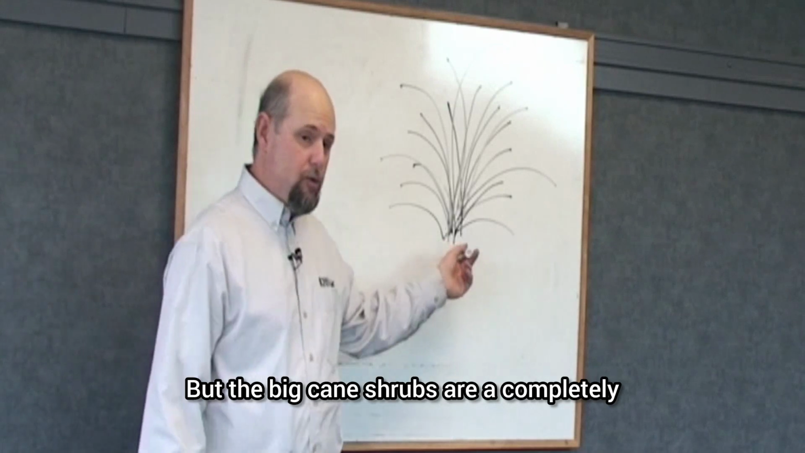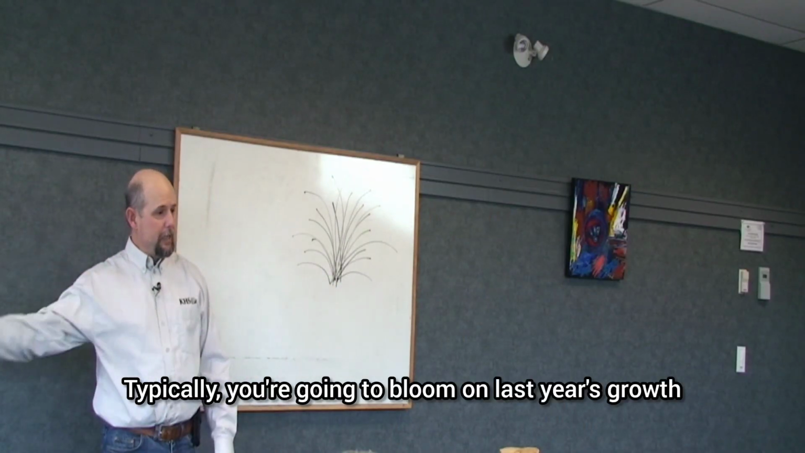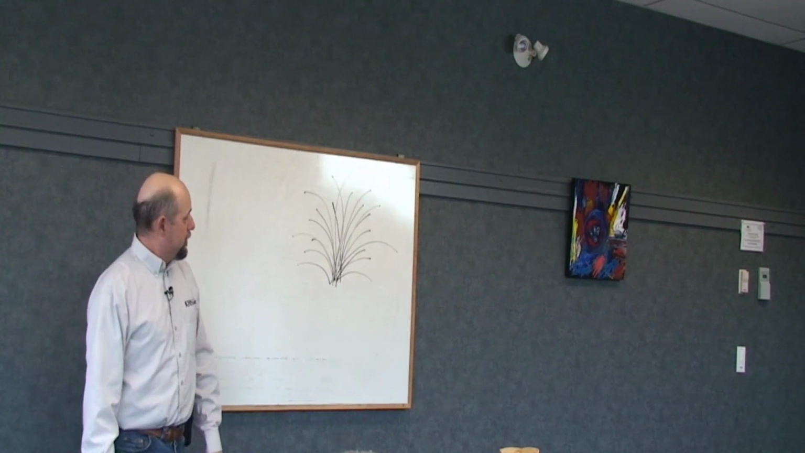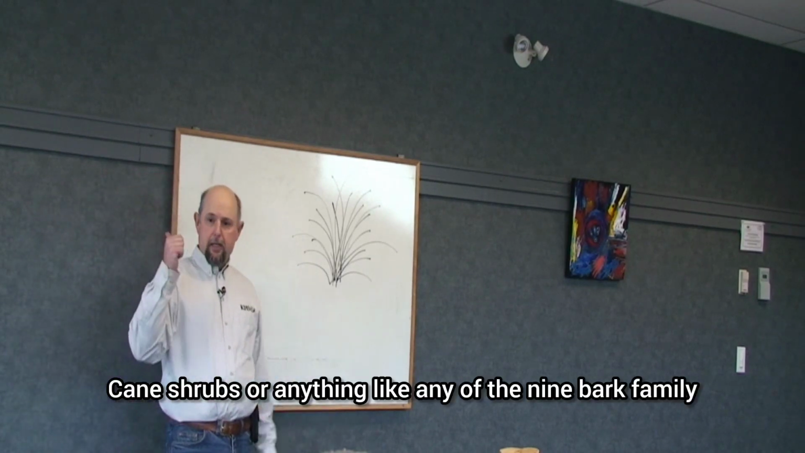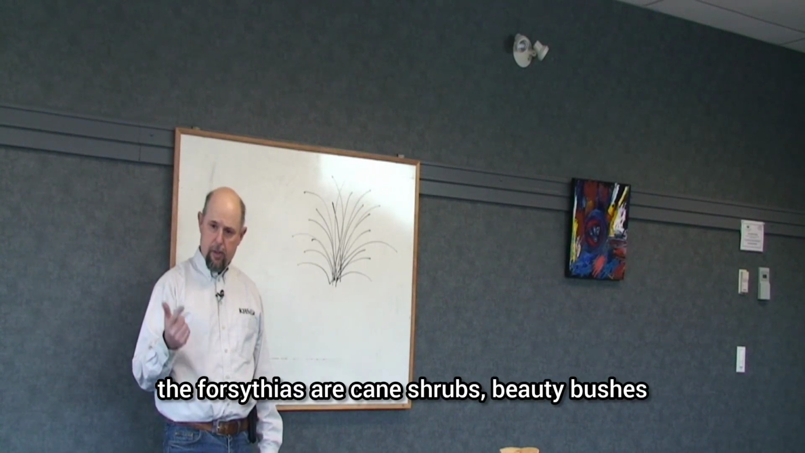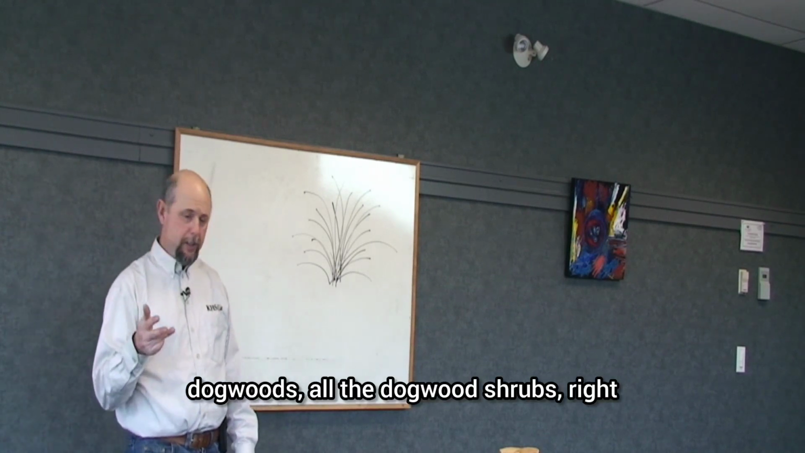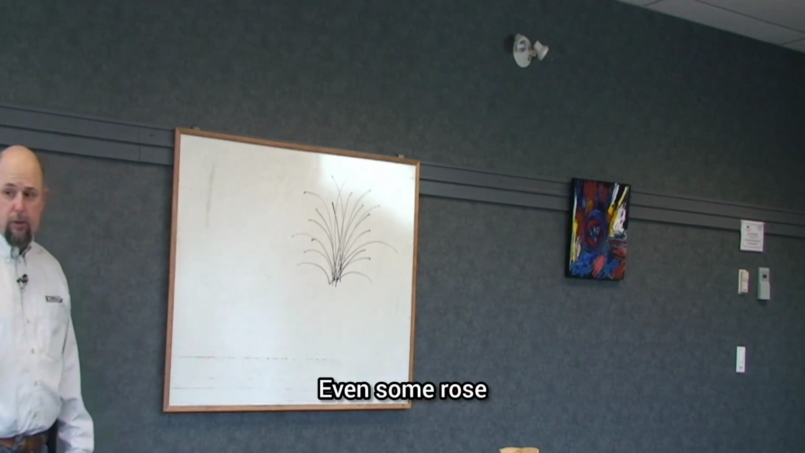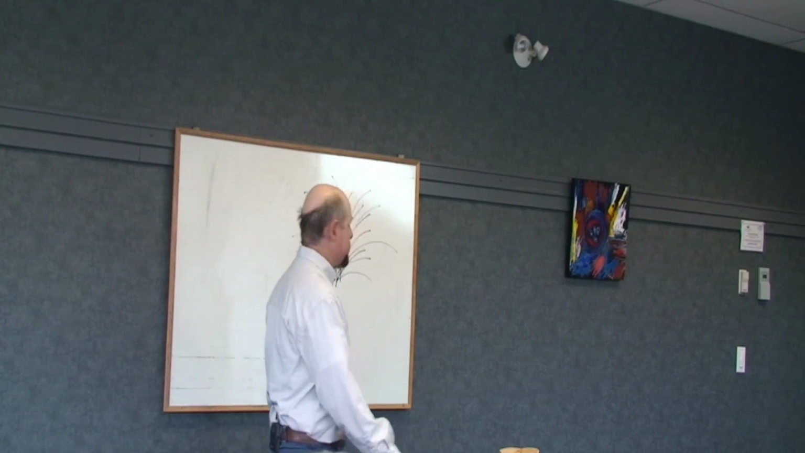But the big cane shrubs are a completely different ball of wax, because they typically are going to bloom on last year's growth or the year before. Did you give an example of a species? Cane shrubs are anything like any of the ninebark family. The forsythias are cane shrubs, beauty bushes, dogwoods, all the dogwood shrubs, right? Even some rose, a lot of rose bushes are cane shrubs. Butterfly bushes are cane shrubs.